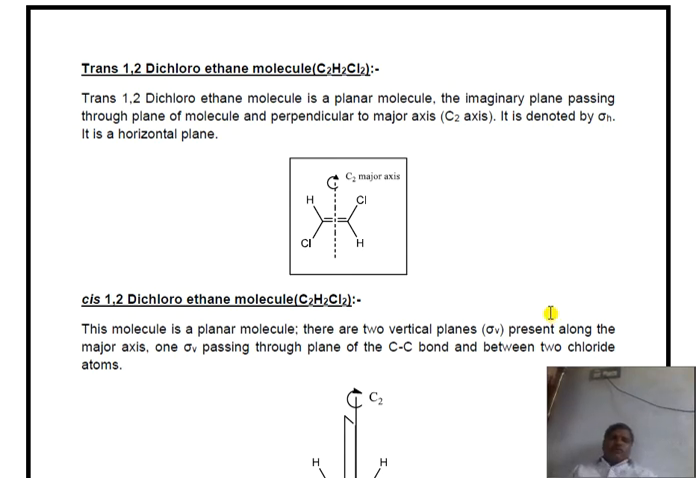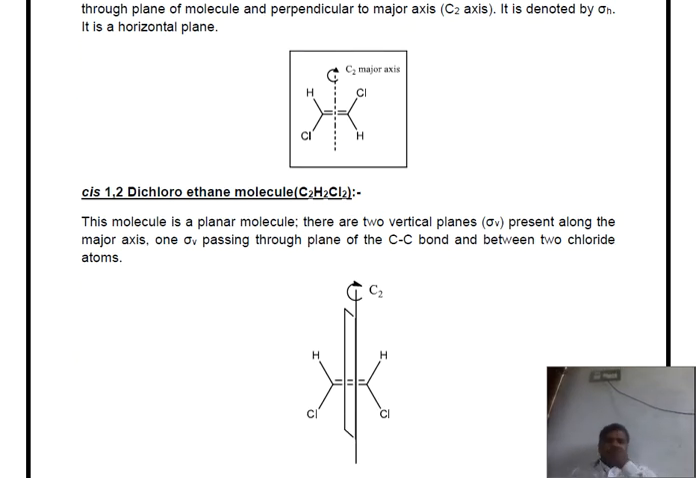Trans 1,2-dichloroethane molecule. In this, the principal axis is C2, which is perpendicular to the plane. All molecules are planar; all atoms are present in the plane. The principal axis is perpendicular to the plane, so it has sigma h. It has sigma h. There is no sigma v.